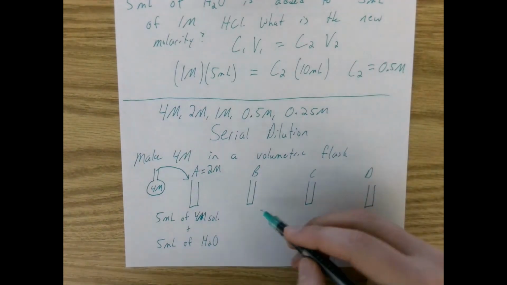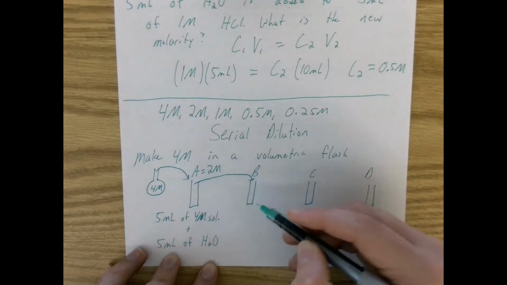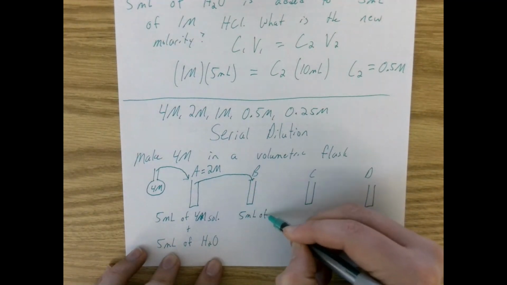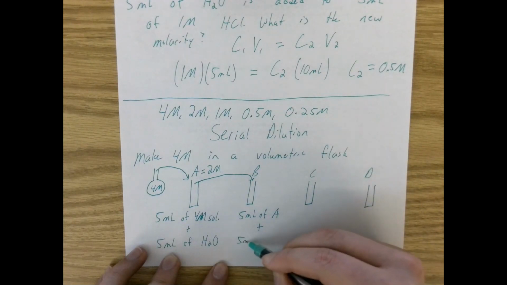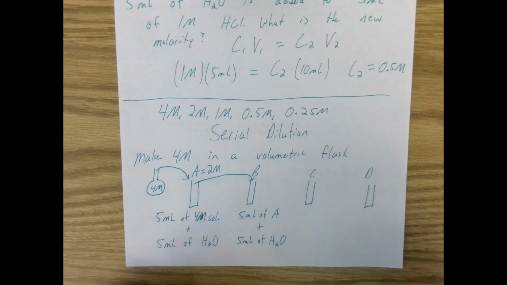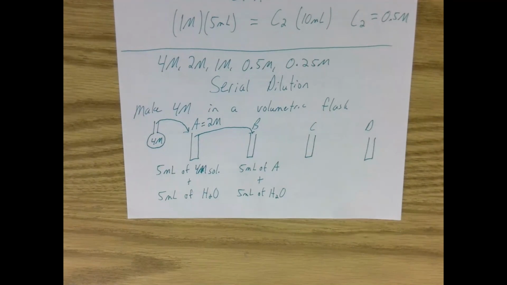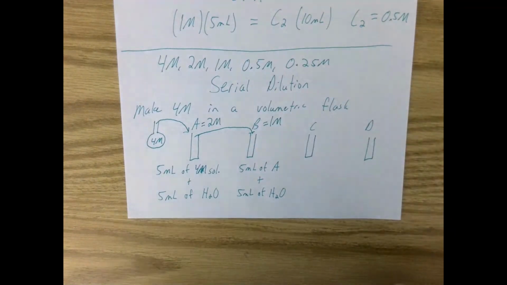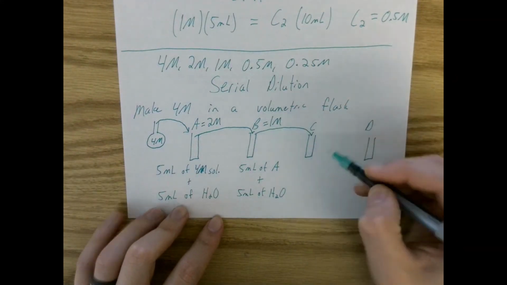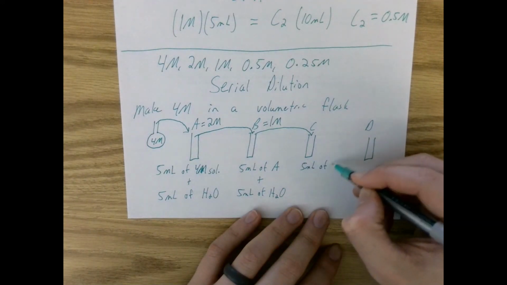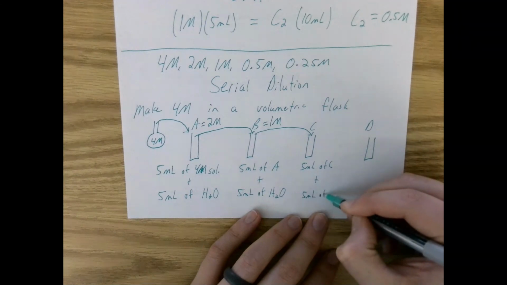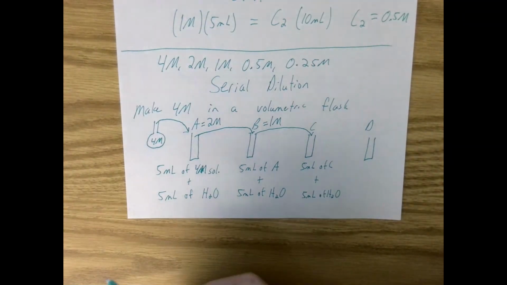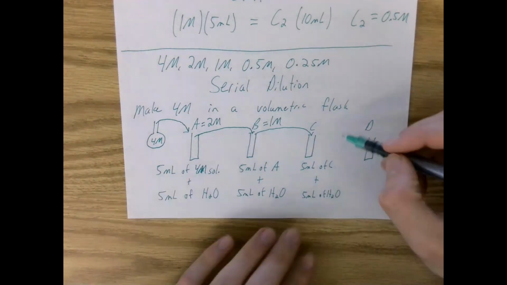So now, in test tube B, I'll add 5 milliliters of test tube A plus 5 milliliters of H2O. If I add 5 milliliters of A plus 5 milliliters of water, what is the concentration of test tube B going to be? 1. And you probably get the picture at this point. We're going to take some from test tube B, put it in test tube C. This will be 5 milliliters of B plus 5 milliliters of H2O. So then the concentration of test tube C is going to be what? 0.5.